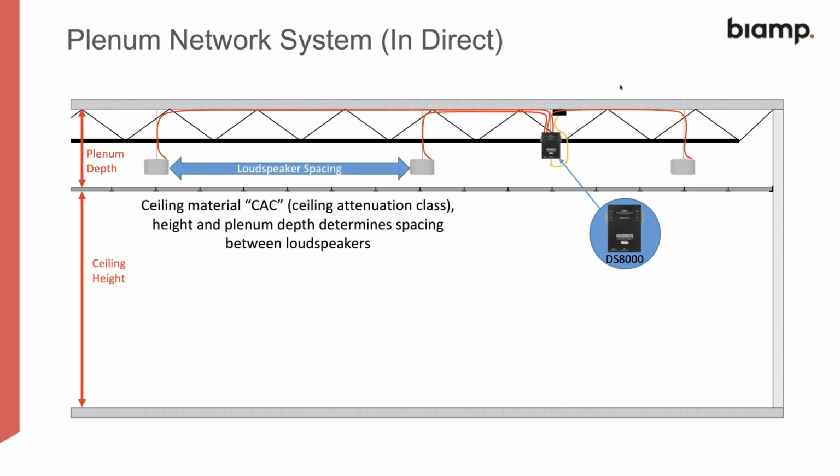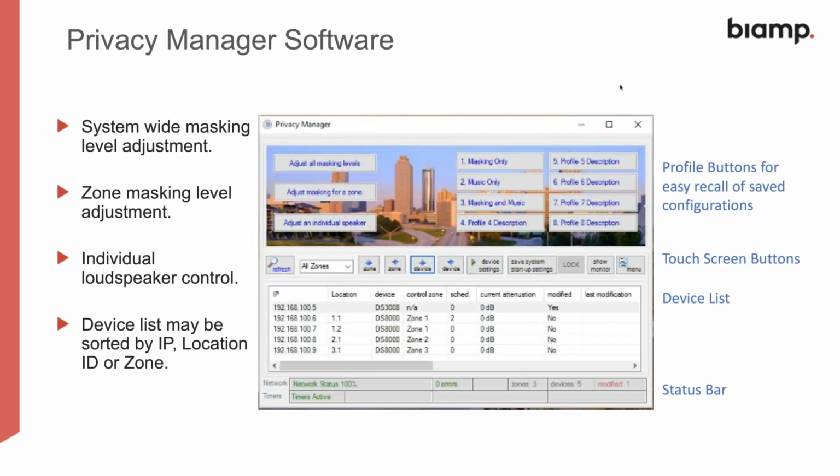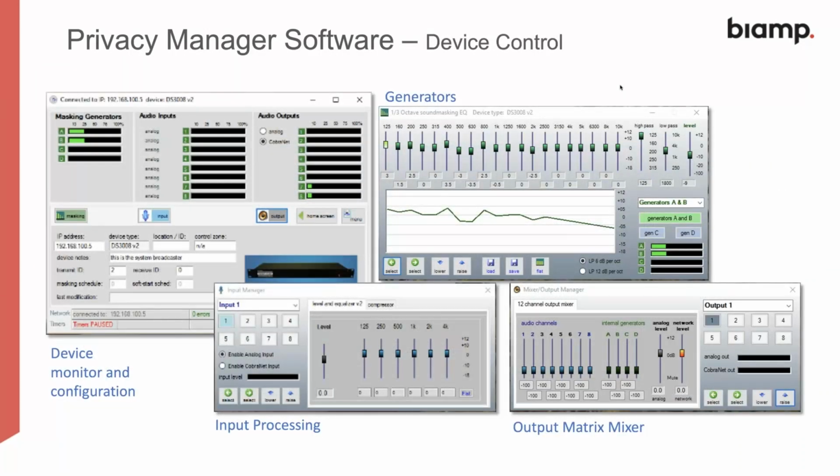And when it comes to the plenum area, you'll see that there is some depth there, but there also is a very large ceiling height as well. So this is important when we come to do the design of the system. We can also manage all this software just in the same way as we can with the QT system. We can do masking level adjustment on a system-wide basis, or a zone basis, or individual speaker control. And that device list may be by IP address, location ID, or by zone. So it's very flexible in terms of what you want to do.